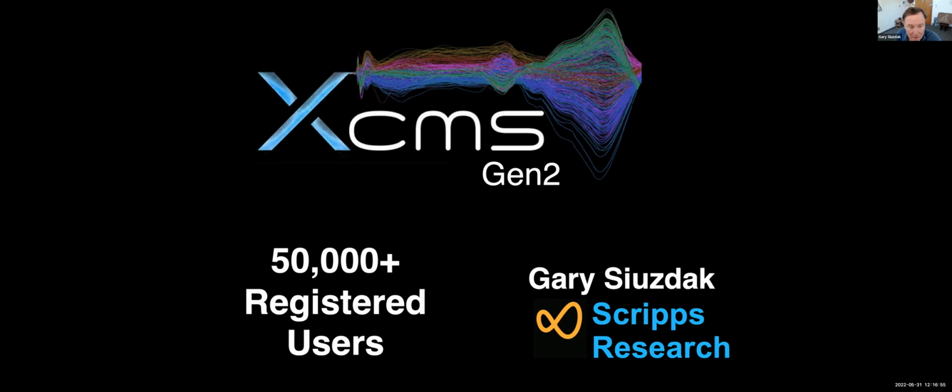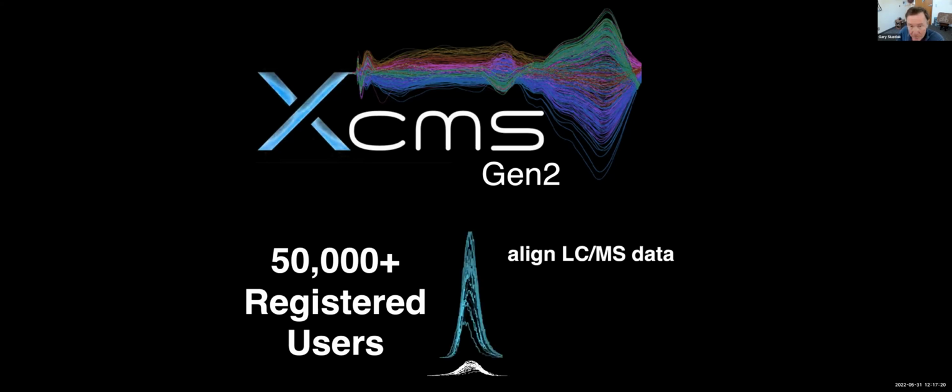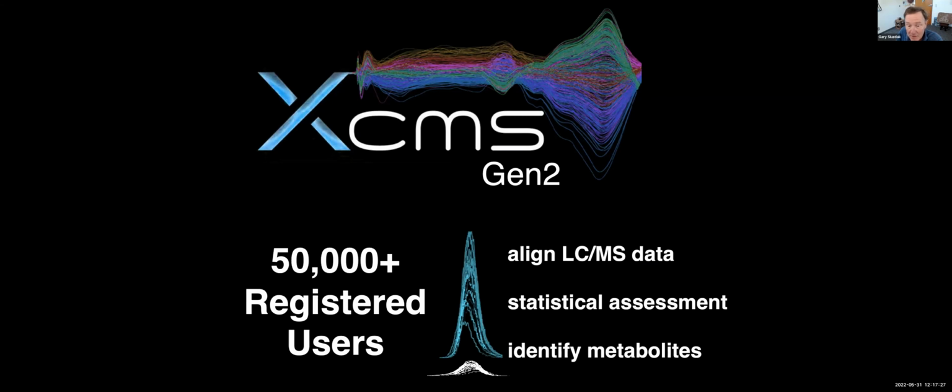XCMS Online currently has 50,000 plus registered users. It's a bit of an exaggerated number simply because there's a lot of redundancy there. A lot of individuals create multiple accounts just to get more space on our servers. But regardless, we do have a fair number of users and new users coming in on a daily basis. Basically, the functions that we're all familiar with are aligning the data, statistical assessment, and ultimately identifying the molecules that we're observing.